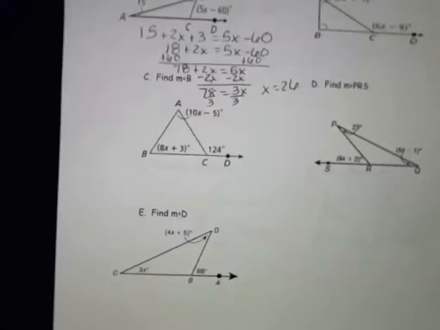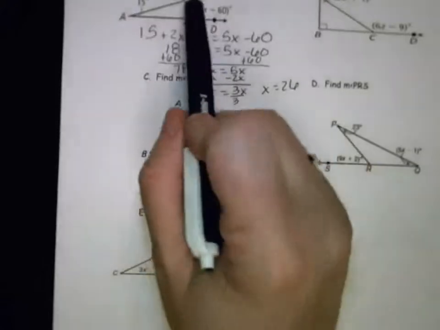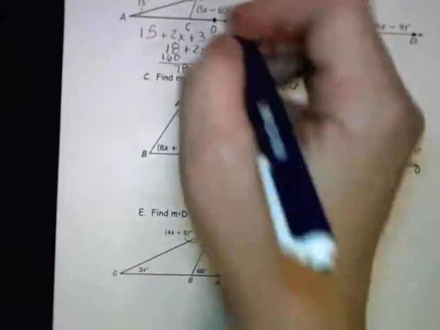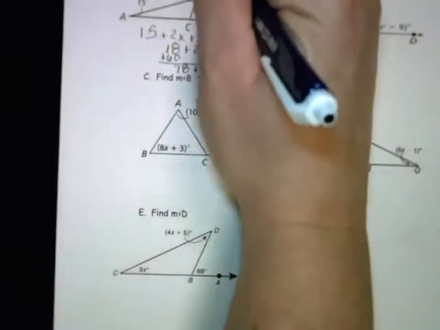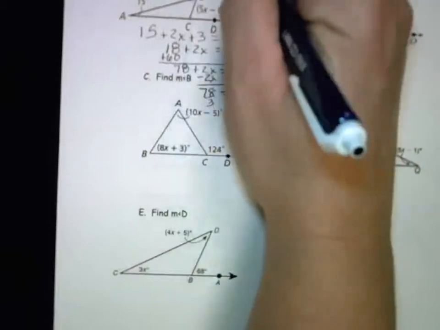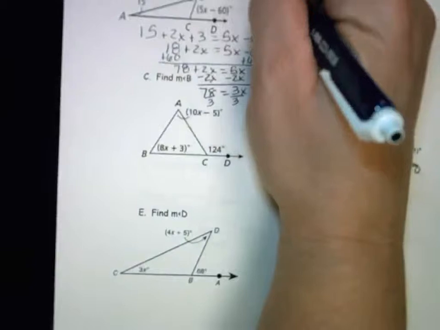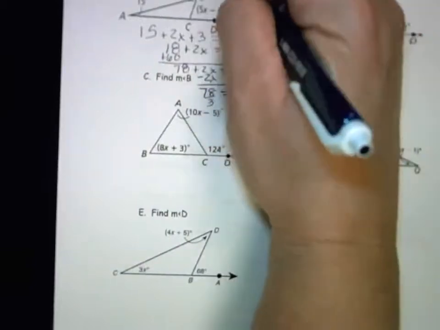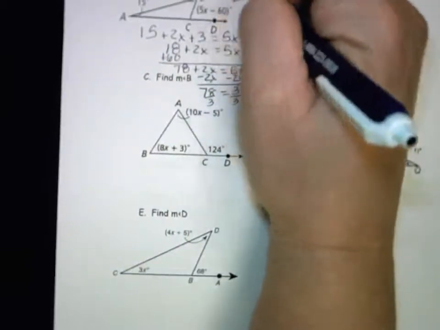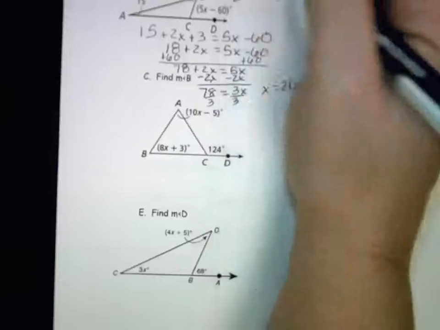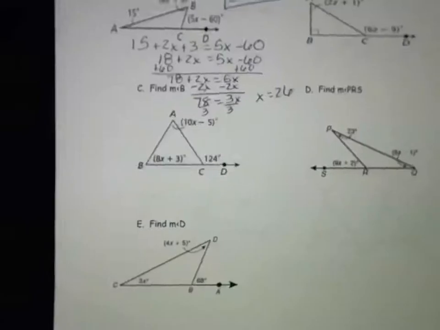Now, just like with all of geometry, we're not done. We were asked to find angle B. So 2 times 26 is 52, plus 3 is 55 degrees. So angle B equals 55 degrees.